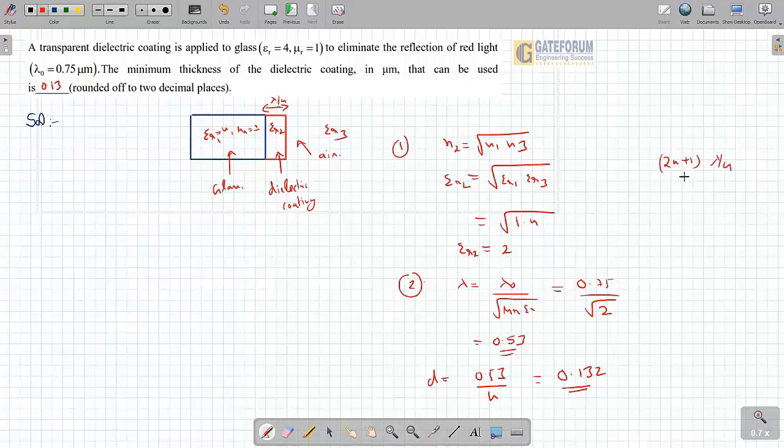Okay. So for n equal to 0, we will get minimum thickness, but it is not only 0.13, there are multiple thicknesses in the multiples of lambda by 4 where we can get the impedance matching. So that is the thing. So the answer for this is 0.13 micrometer. Okay. That's the end of this question from electromagnetic theory.